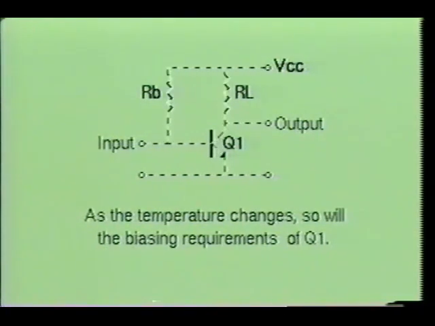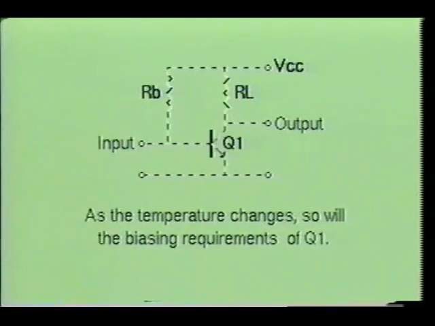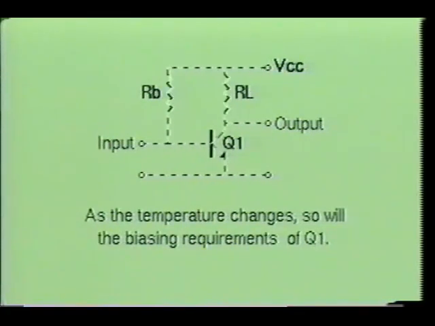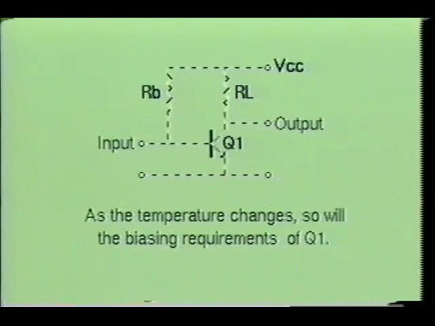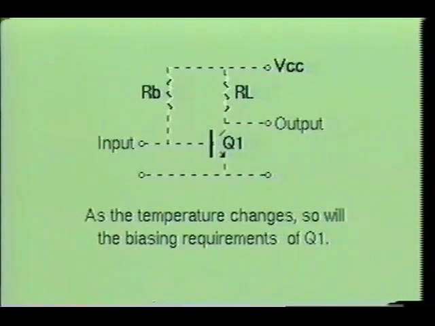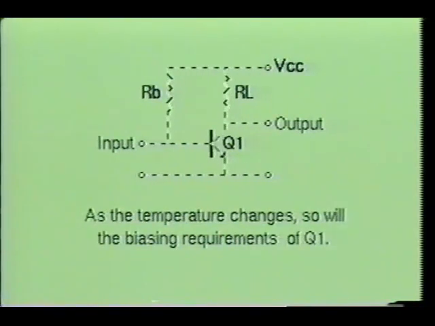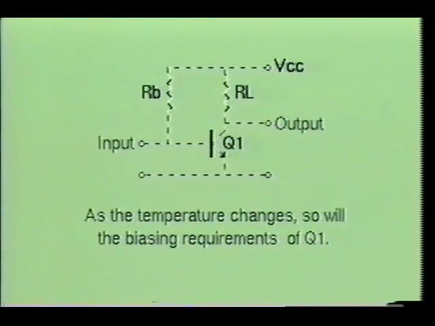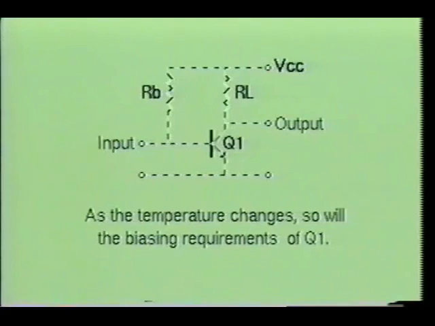However, in a practical circuit, the bias requirements of a circuit will change during normal circuit operation. As the ambient temperature changes, so will the biasing requirements of the transistor. This is due to the fact that as the temperature increases, the collector current through the transistor will also increase, so some other bias arrangement is generally preferred.